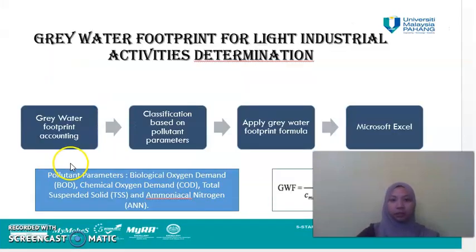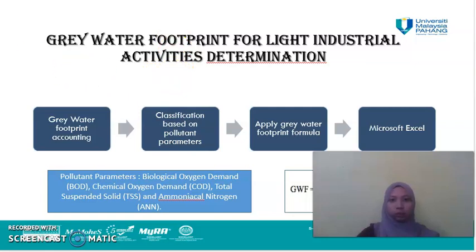Then the methodology for objective number 2, determination of grey water footprint for light industrial activities. First, we do grey water footprint accounting. Then we classify based on the pollutant parameter. Pollutant parameters involved in my study are BOD, biological oxygen demand, COD, chemical oxygen demand, TSS, total suspended solid, and ammoniacal nitrogen, ANN. Then we apply the grey water footprint formula. All these steps we have done in Microsoft Excel.